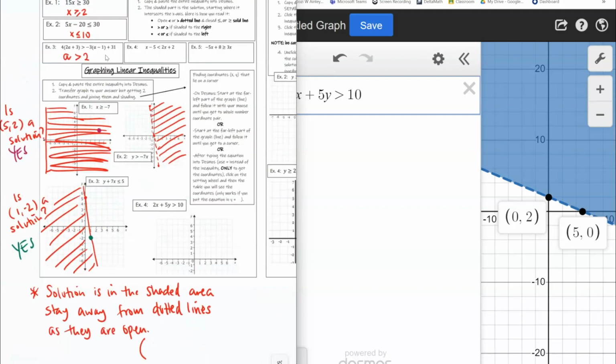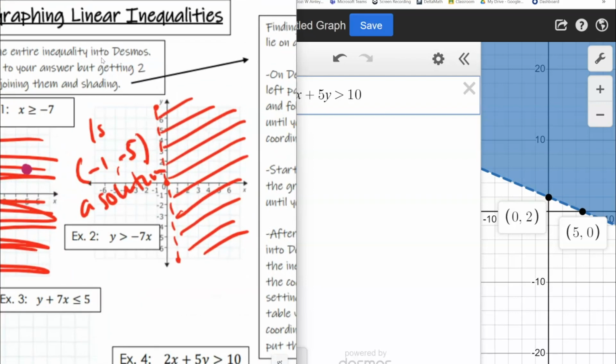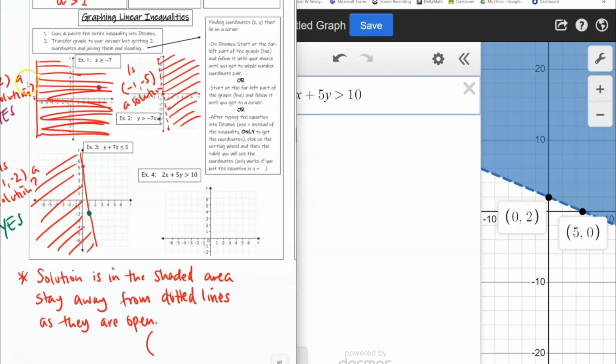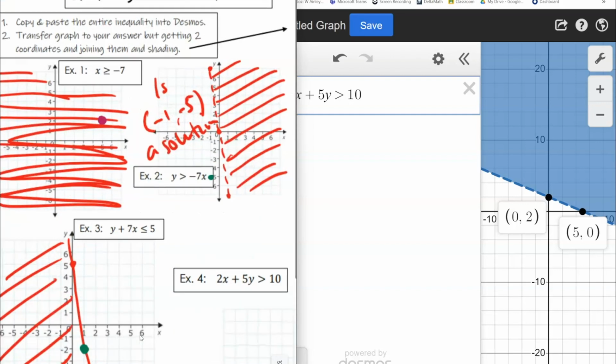All right, let's do another one. Again, just add this to your notes. Is, let's say, -1, -5 a solution? So again, go and look at where -1 and -5 is. That's over here. Is that a solution? Well, let's look at our definition. A solution is in the shaded area. Stay away from dotted lines as they are open. Is that a solution? No, it's not anywhere on the shaded area. So this is going to be no.